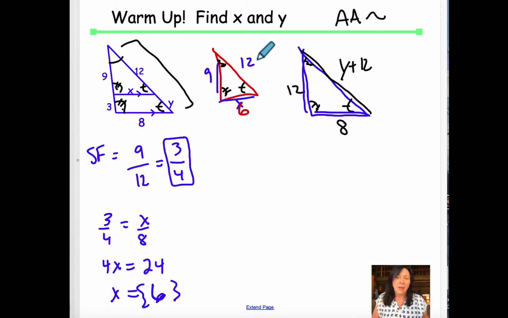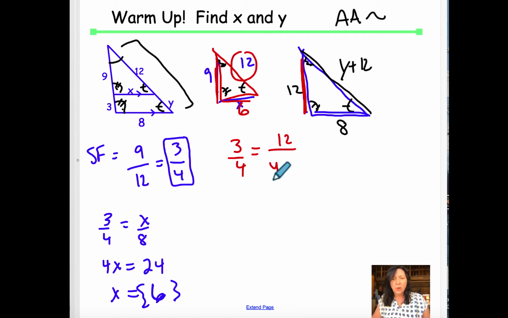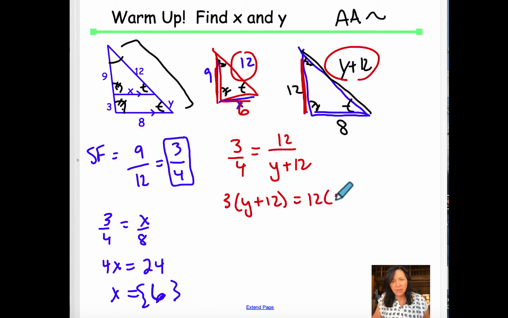Additionally, we are going to use that same scale factor to find y. So we're going to go 3 is to 4. You're going 9 is to 12. And of course, I could go 6 is to 8. I'm still going to get 3/4. As 12, this 12, is to y plus 12, which is this side. Left side is to right side. I'm going to cross multiply. I'm going to get 3 times y plus 12 is equal to 12 times 4.